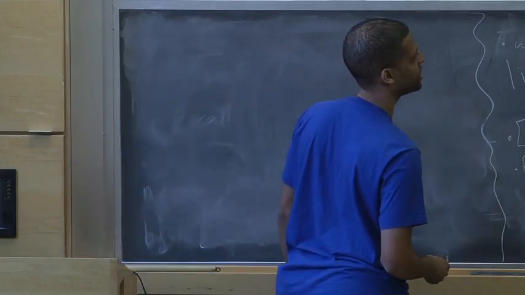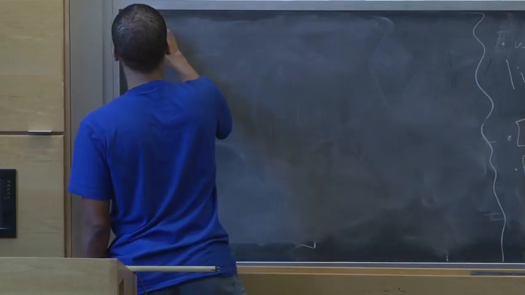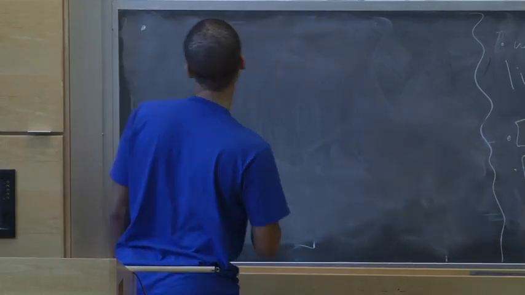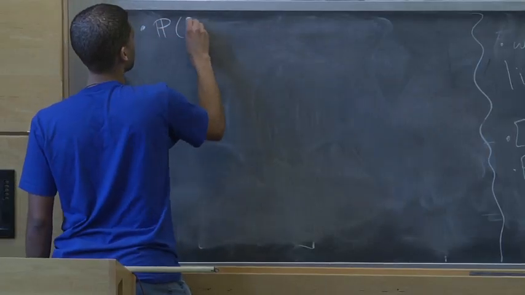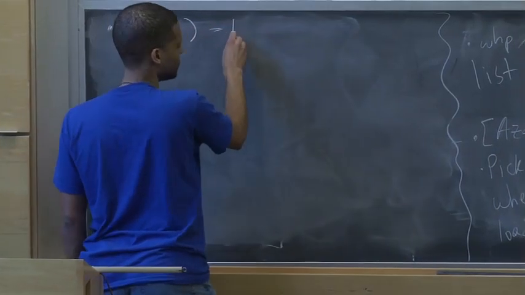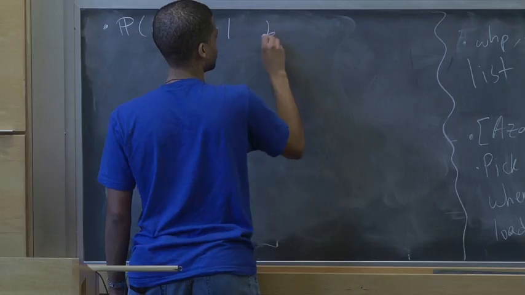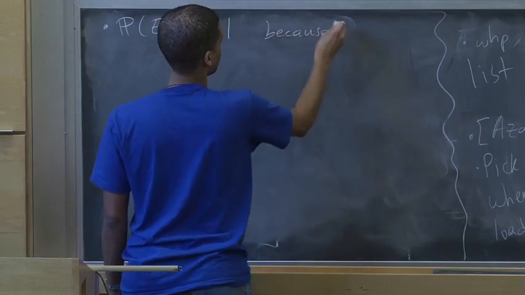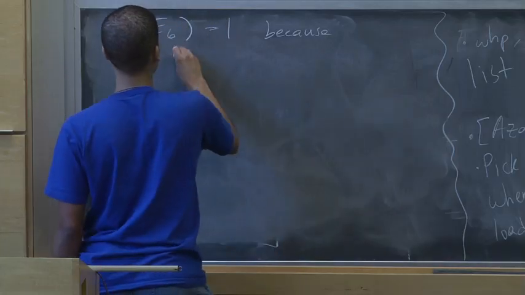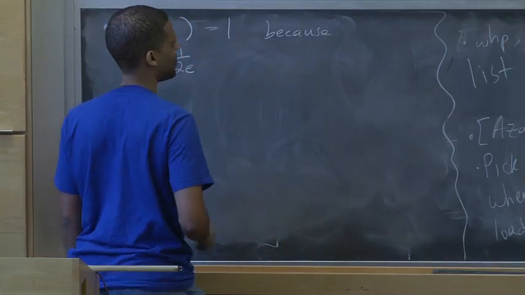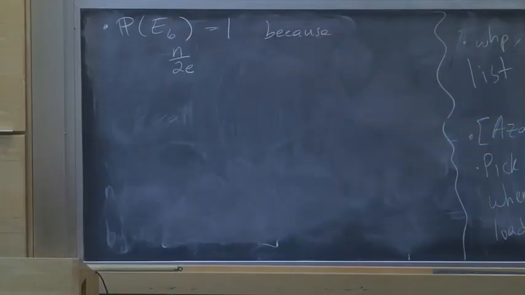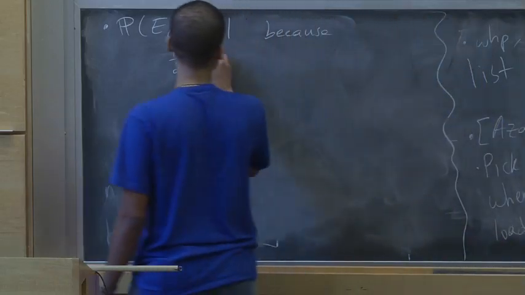Okay, so the first point is that the probability of E_6 is equal to 1, because basically n over 2e. How many bins could there possibly be with load at least 6? At most n over 6 of them. And n over 2e is bigger than n over 6.